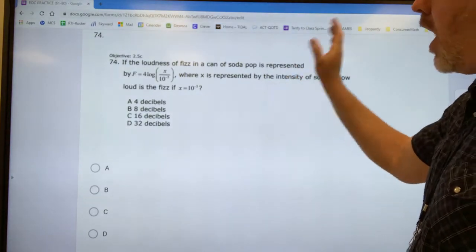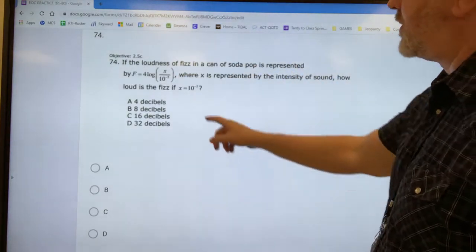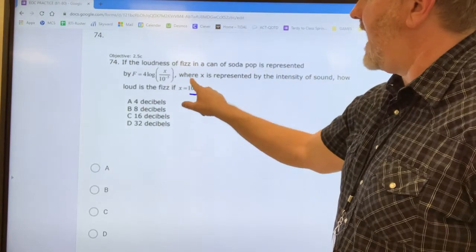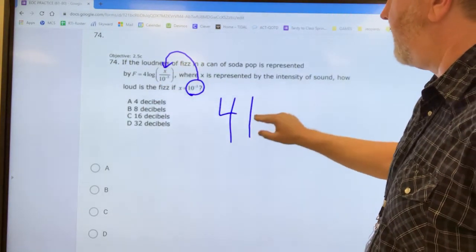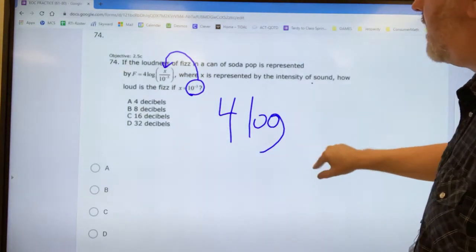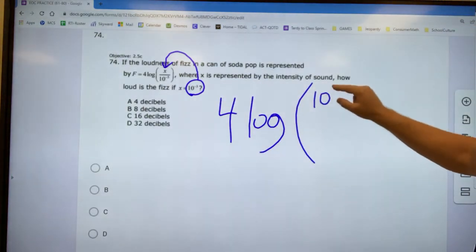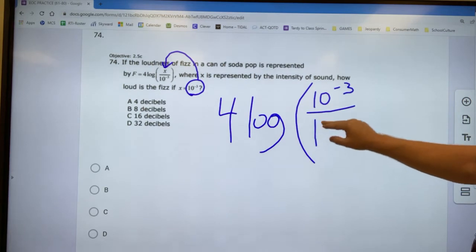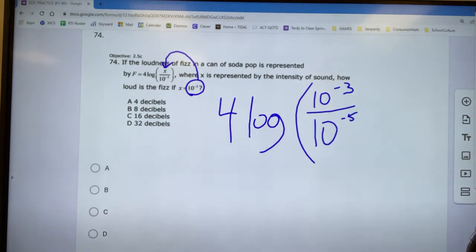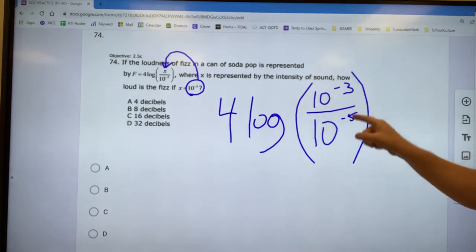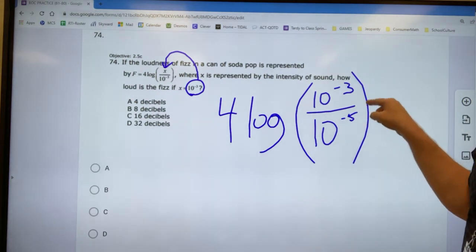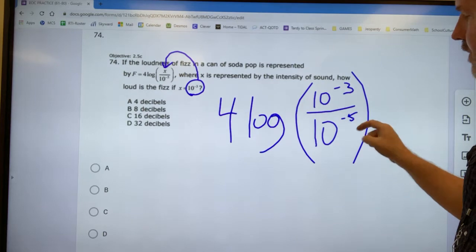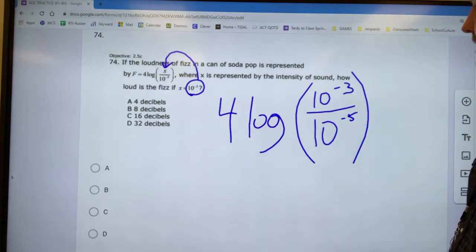So all we're doing, forget about the whole word problem. We're just solving this. We're plugging that in right here. So let's work this problem. 4 times the log of 10 to the negative 3 over 10 to the negative 5. Okay? I don't know if you remember the exponent rule. If you're dividing the same base with 2 different exponents, you subtract your exponents.